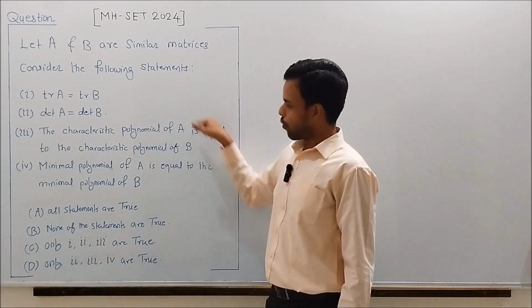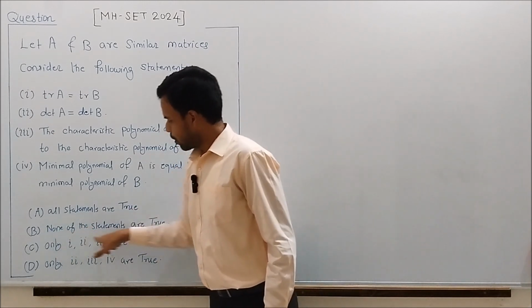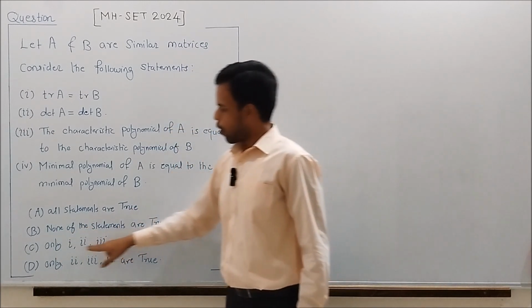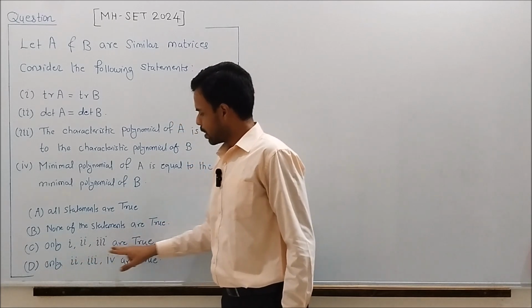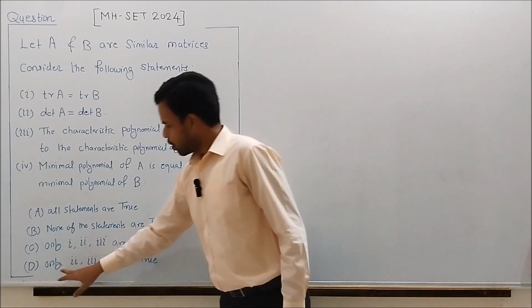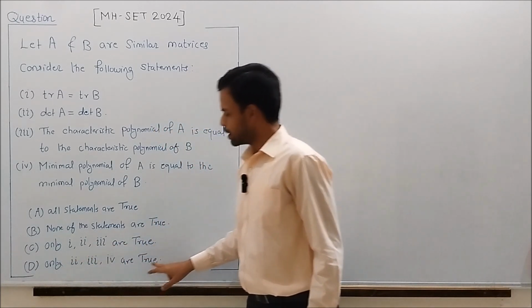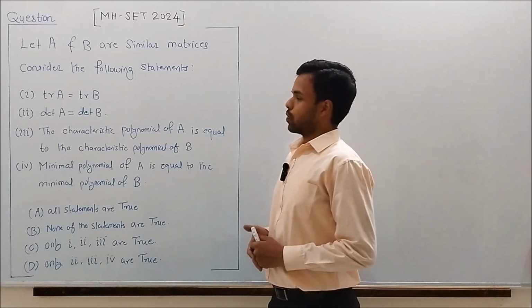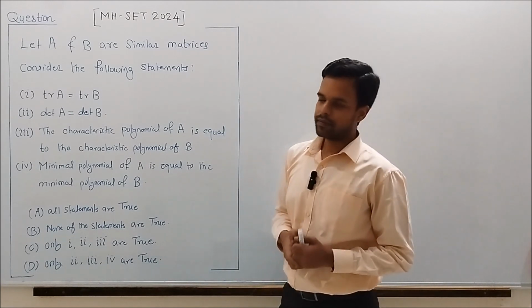Option A: all the statements are true. Option B is none of the statements are true. Option C is only 1st, 2nd and 3rd are true. And option D is only 2nd, 3rd and 4th statements are true. So let's begin the solution.